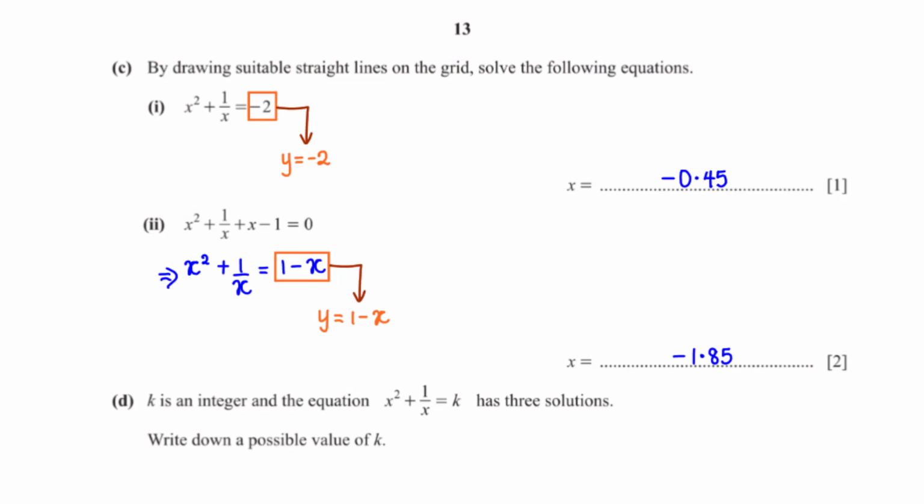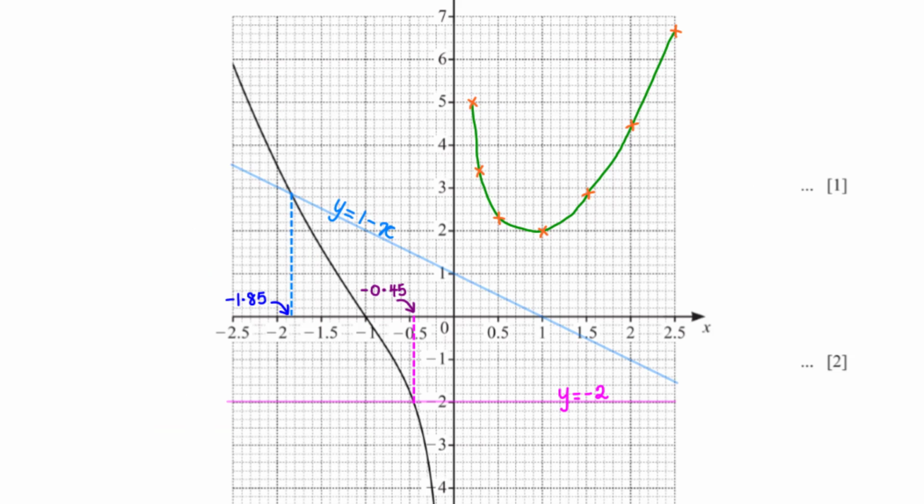k is an integer and the equation x squared plus 1 over x equals k has three solutions. Write down a possible value of k. In this case, we need to find the line y equals k that intersects the graph at 3 points. From the graph, we see that one of these lines is y equals 4.